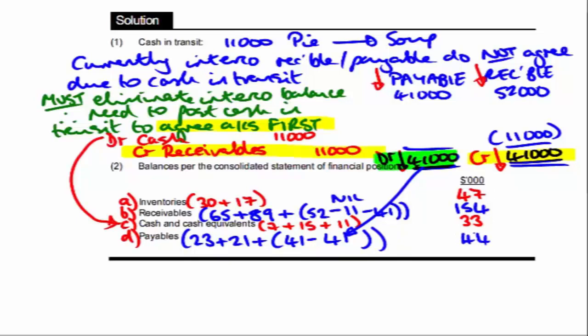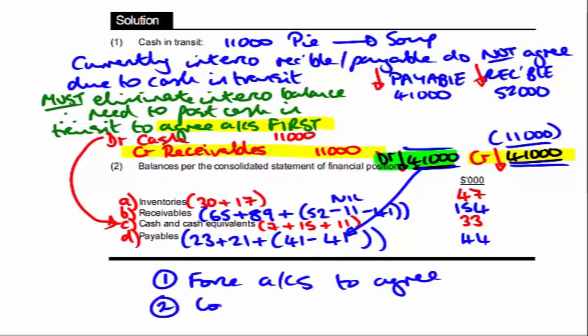So that lecture example, the key thing to learn from there is how to record the cash in transit, so make sure you can do that journal, and remember that we want to eliminate any intercompany payables and receivables. So step 1, force your accounts to agree, so deal with these in transit items, and then step 2, contra the intercompany balances out of the group accounts.